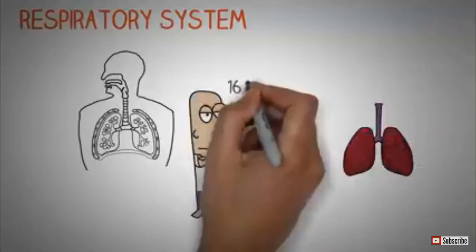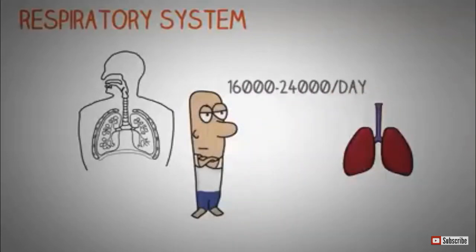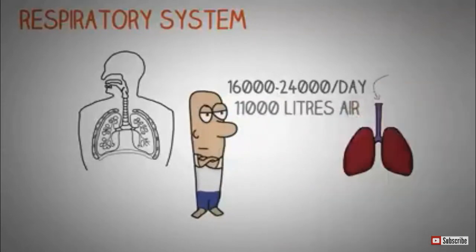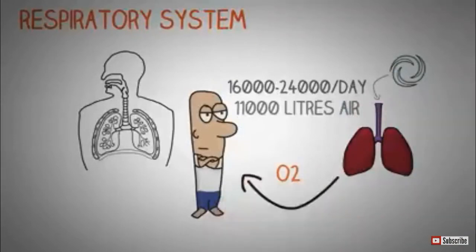the body. We breathe about 16,000 to 24,000 times per day, which exchanges about 11,000 liters of air with the atmosphere. In this process, the oxygen of the atmospheric air is delivered to the human body, which is then utilized by all the tissues, and the carbon dioxide which is produced by the human body is exported to the lungs and then exchanged with the atmospheric air.